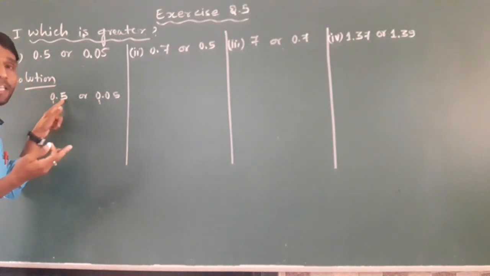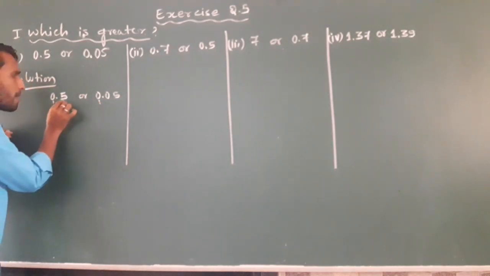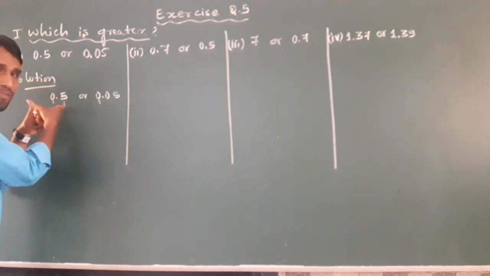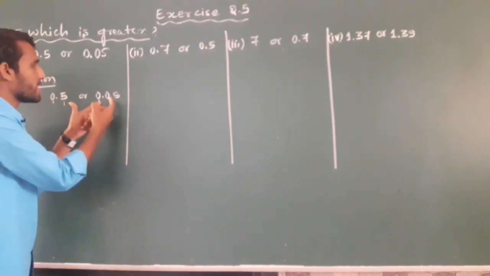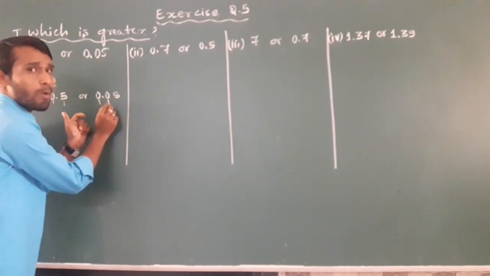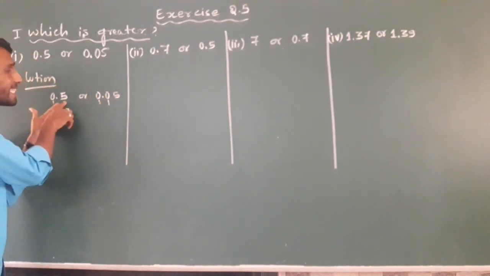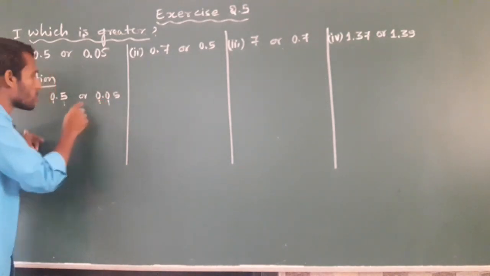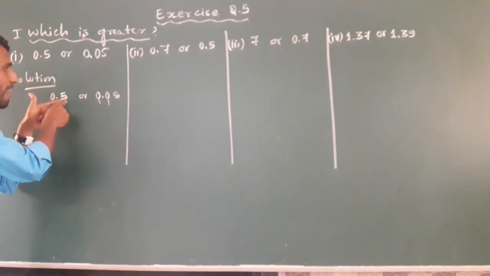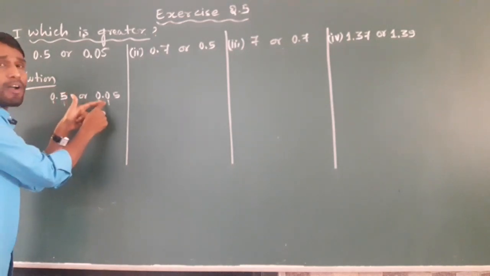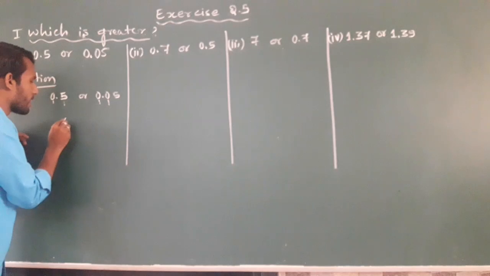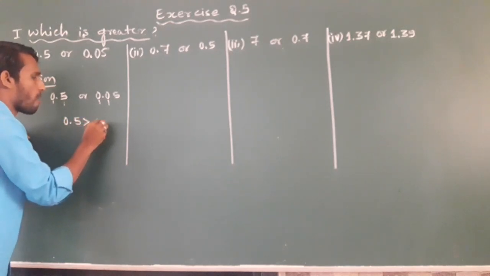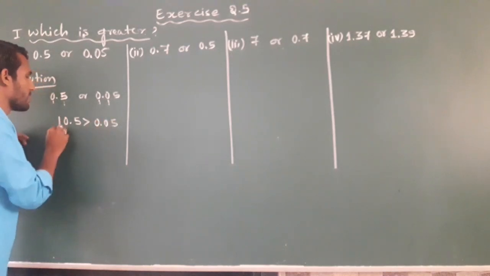Next you move to the tenths place. In the first decimal number the tenths place is 5. In the second number the tenths place is 0. 5 is greater, and here in the tenths place we have 0, so we can say that 0.5 is greater than 0.05. Now you can write here 0.5 is greater than 0.05. This is the solution.